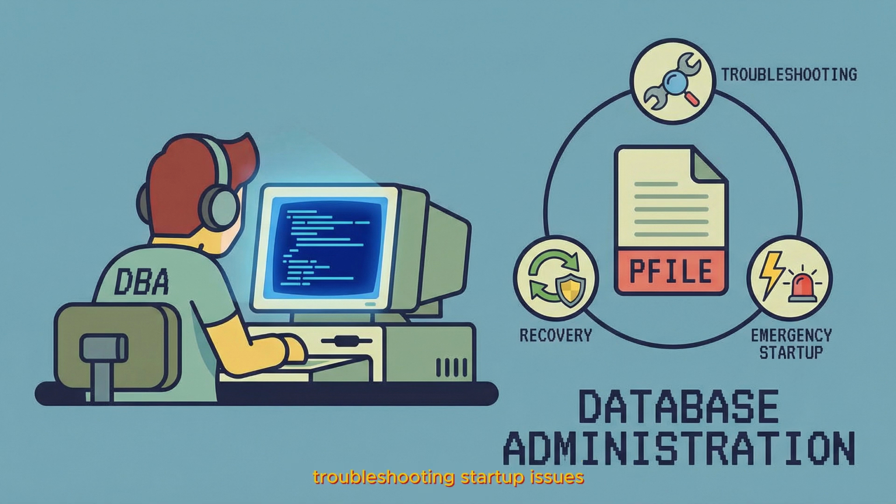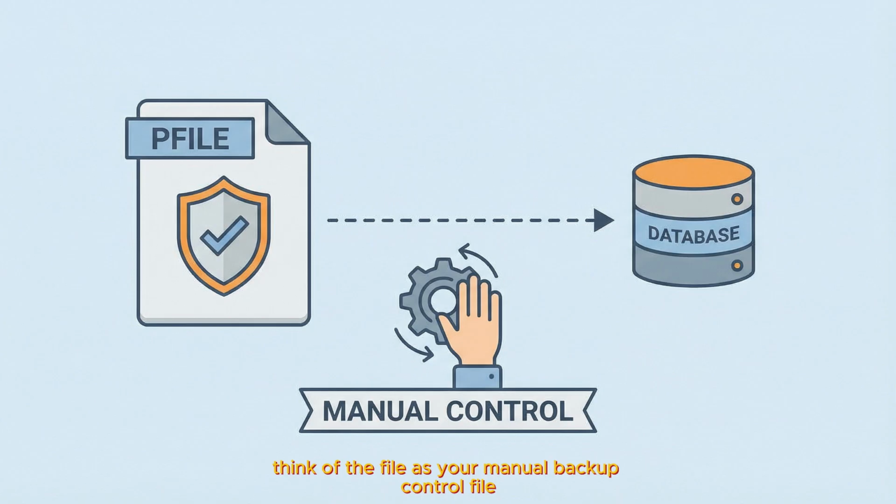Troubleshooting startup issues. Recovering from a corrupted SPFILE. Creating a new SPFILE. Emergency database startups. Think of the PFILE as your manual backup control file for instance configuration.